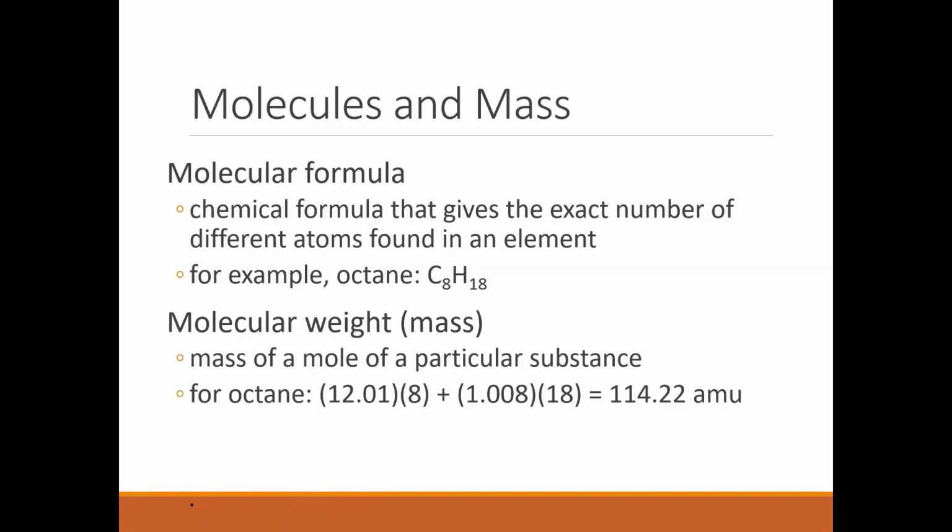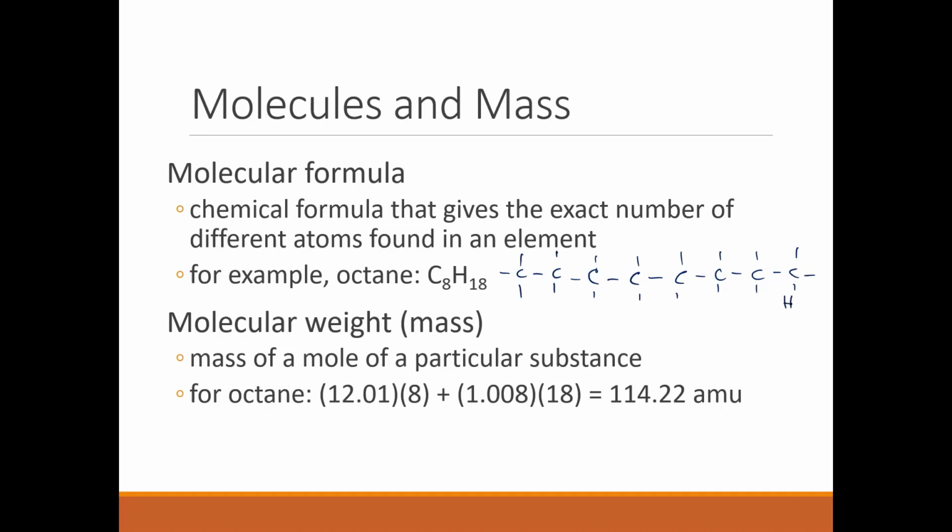The molecular formula is the chemical formula that gives the exact number of different atoms found in a molecule. So for example, octane is C8H18. All of the carbons have single bonds, and we would have 1, 2, 3, 4, 5, 6, 7, 8 carbons. I haven't written the hydrogens, but these would all be hydrogens.